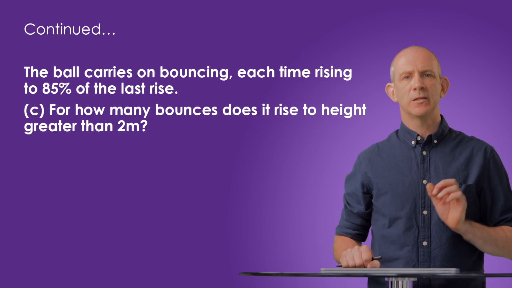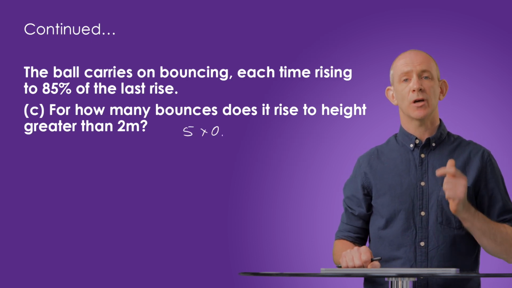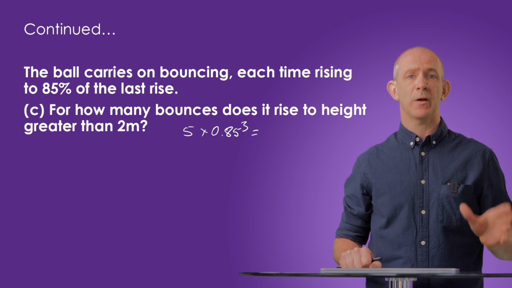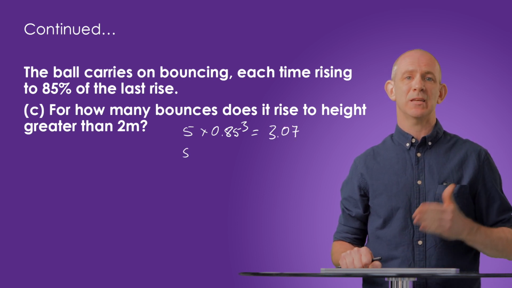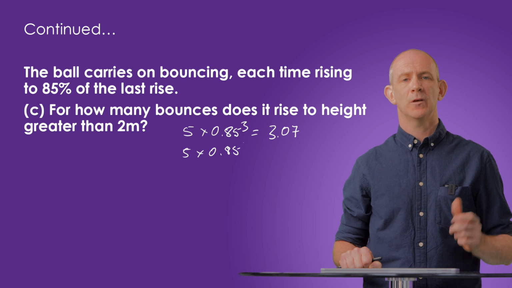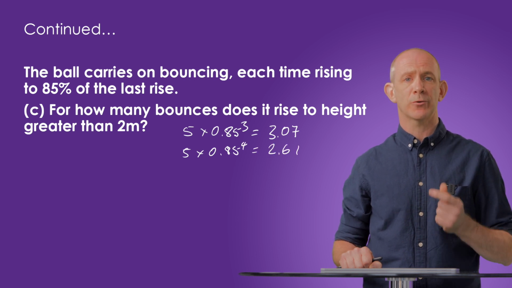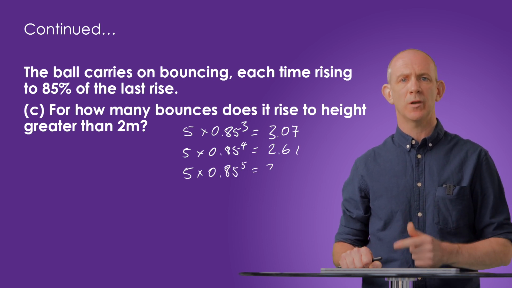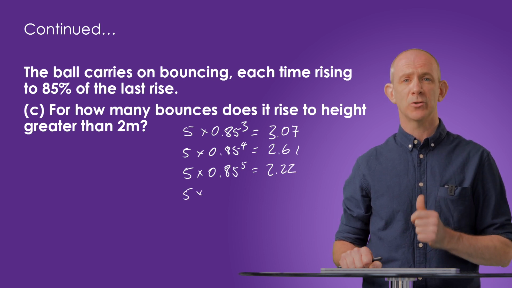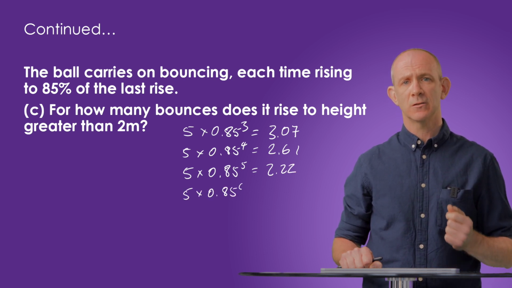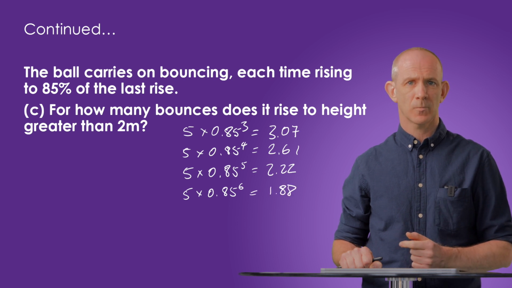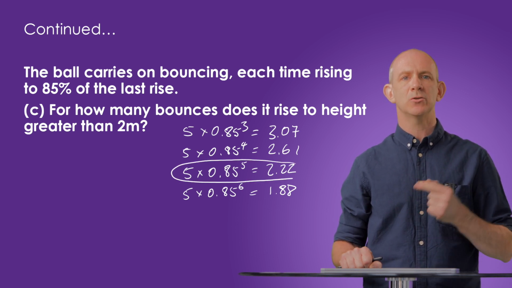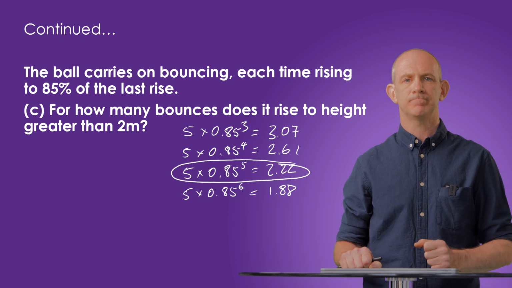We're now asked to calculate the number of bounces that will continue to rise to over 2 metres. We can find this by increasing the term or the number of bounces until we discover the bounce that doesn't exceed this height. So 5 times 0.85 to the power of 3 will give 3.07 metres. To the power of 4 will give 2.61 metres. To the power of 5, 2.22 metres. And to the power of 6, 1.88 metres. This is the first bounce that does not return the ball to over 2 metres, so we can say it will continue to rise to over 2 metres for 5 bounces.